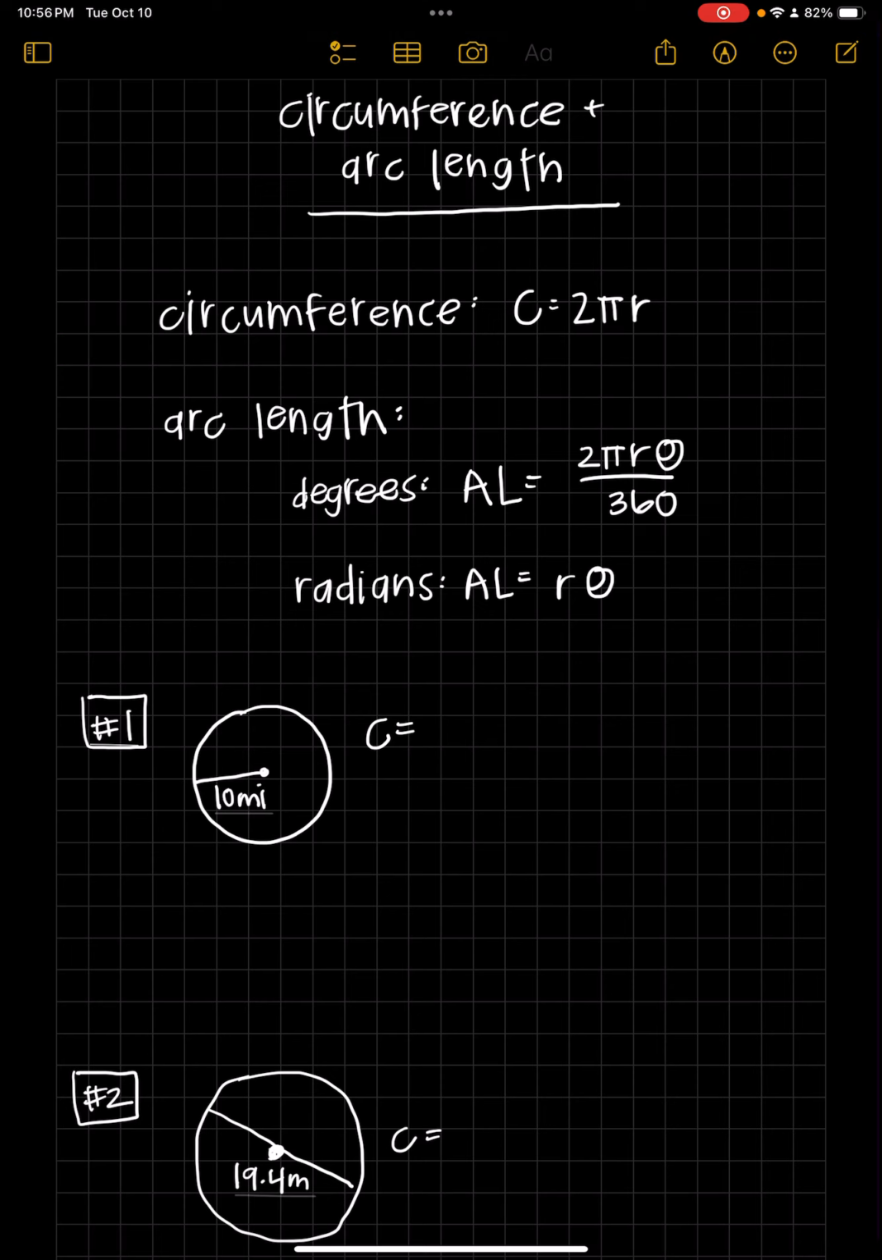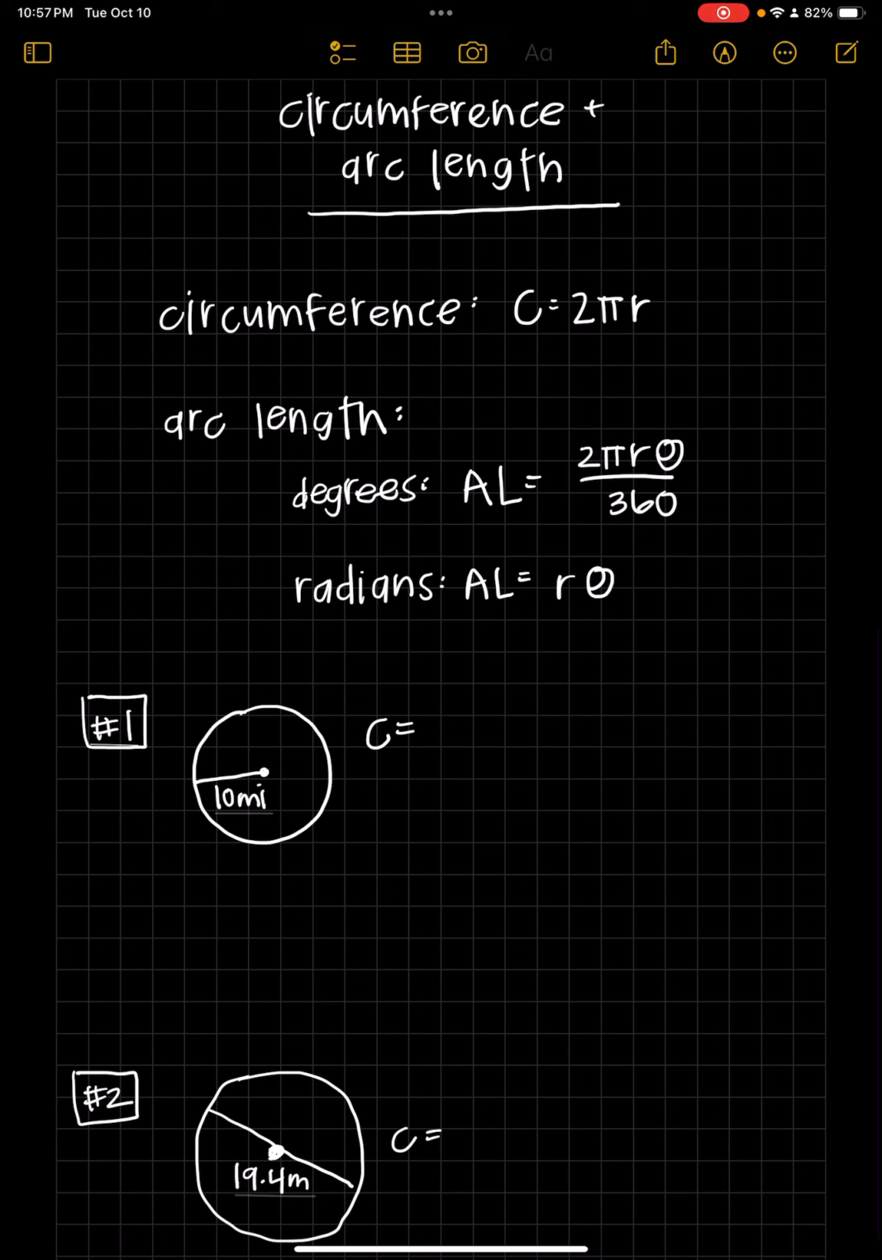And then the r stands for the radius. If you remember from one of the first videos you watched, the radius is from the center of the circle out to the edge. So you definitely need the radius for this. Then arc length, it depends on what you've been given your measurement of the angle in. So potentially it could be measured in degrees or radians like we've talked about.